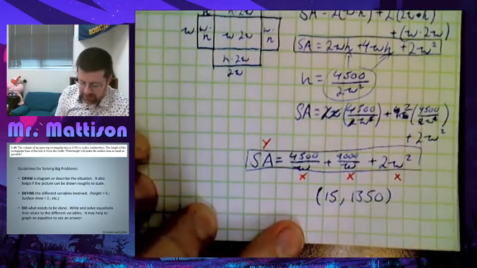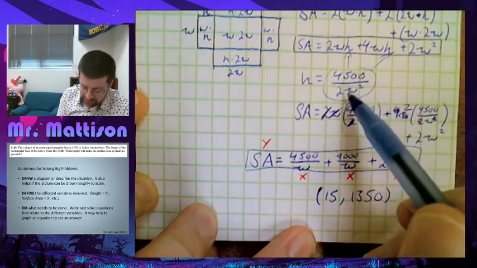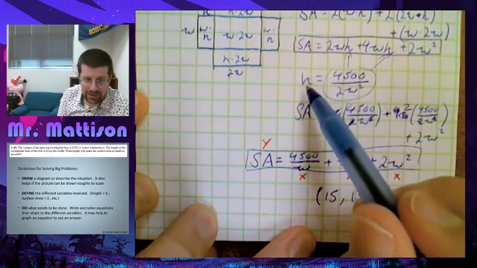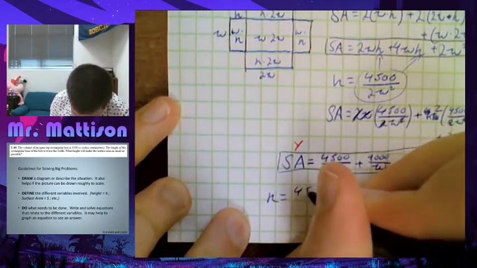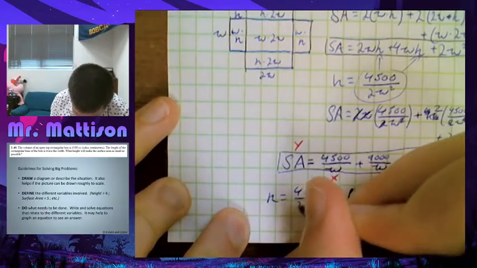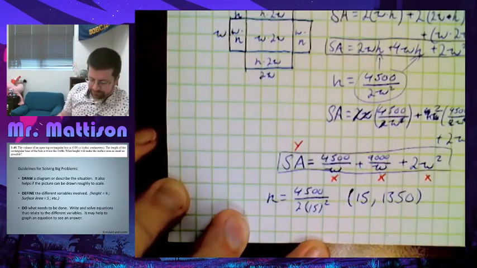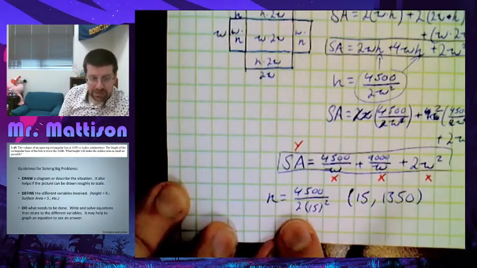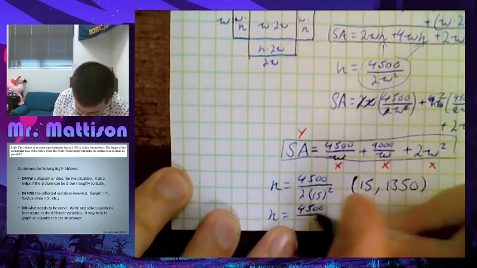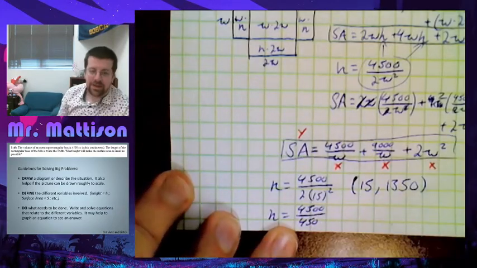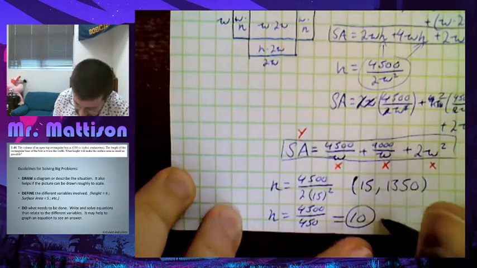To find the height, I can really just take this width and plug it in here, because this is solved for height, right? So if I do height equals 4,500 over 2 times 15 squared, excuse me, 225, double is going to be 450, so this ends up being h equals 4,500 over 450. That should be very, very easy for us to reduce. We get a height of 10 centimeters.